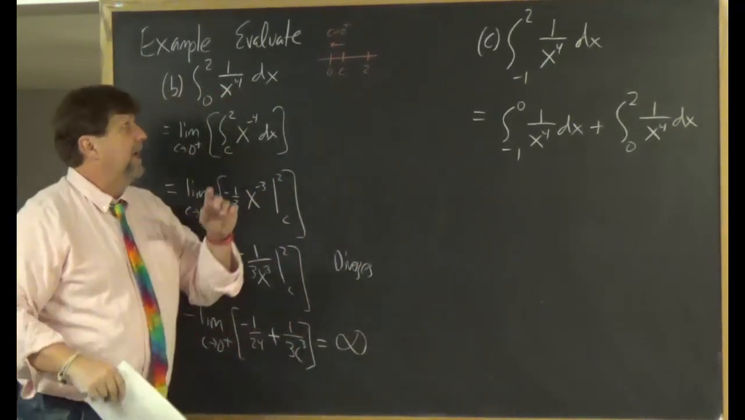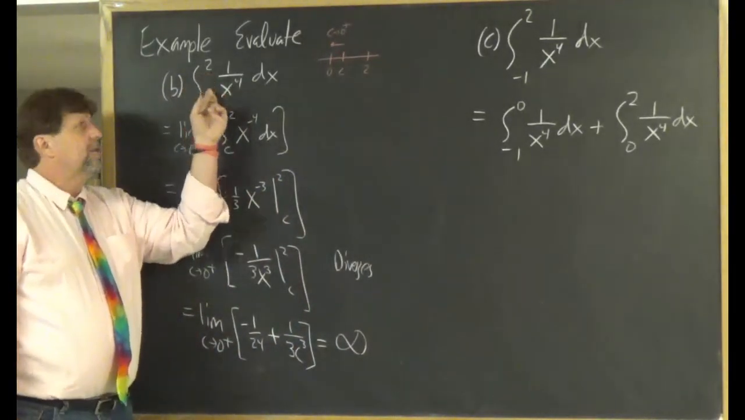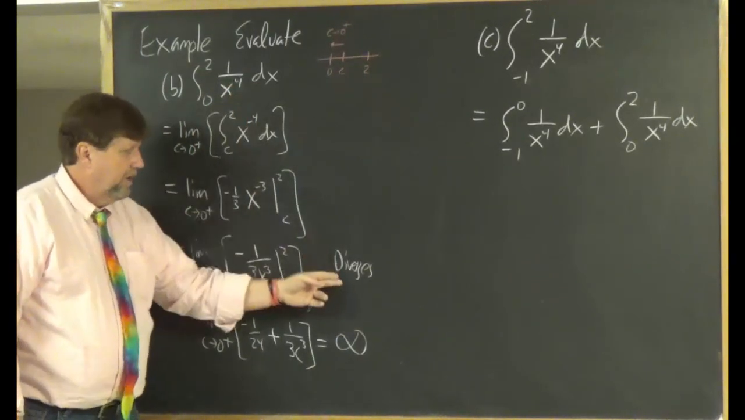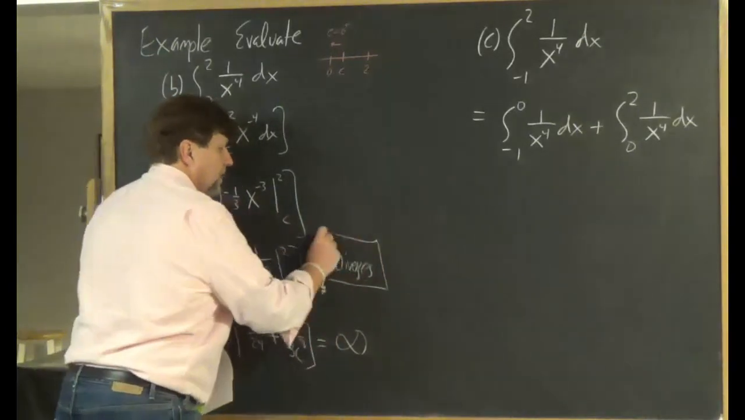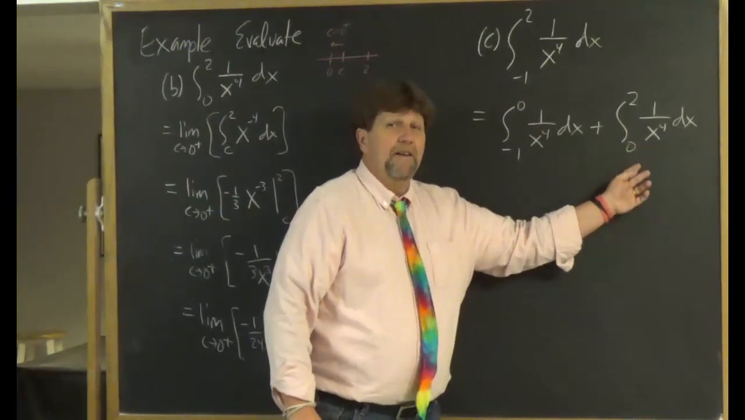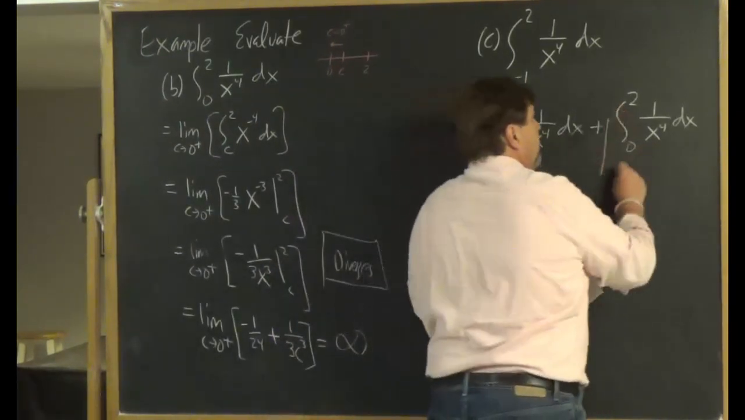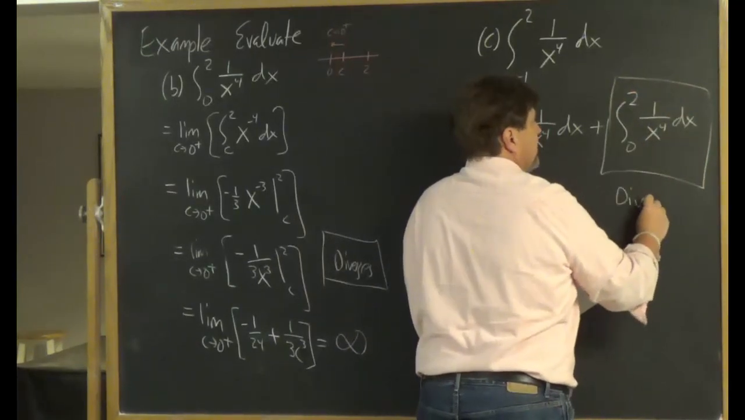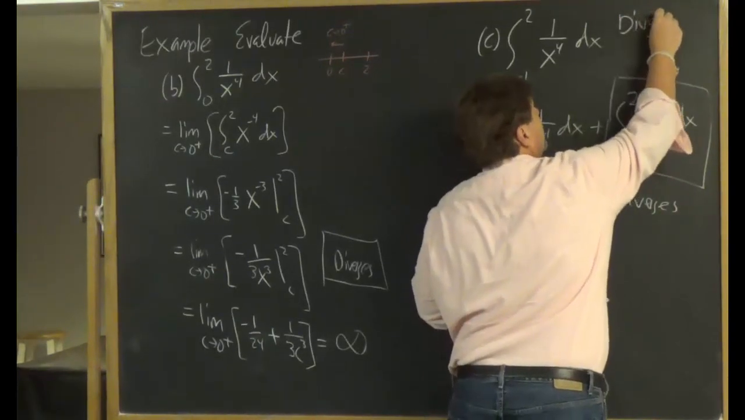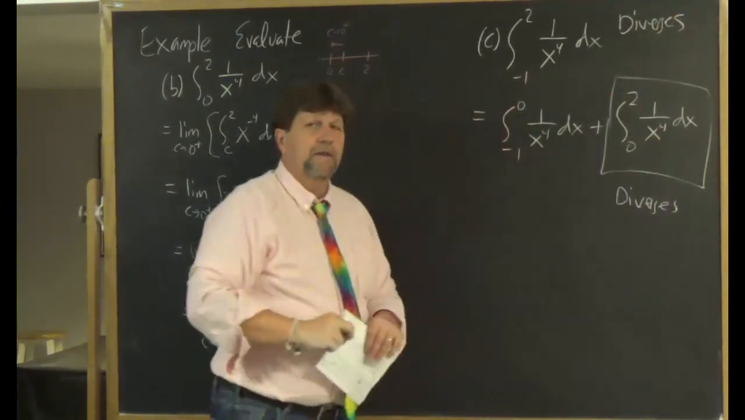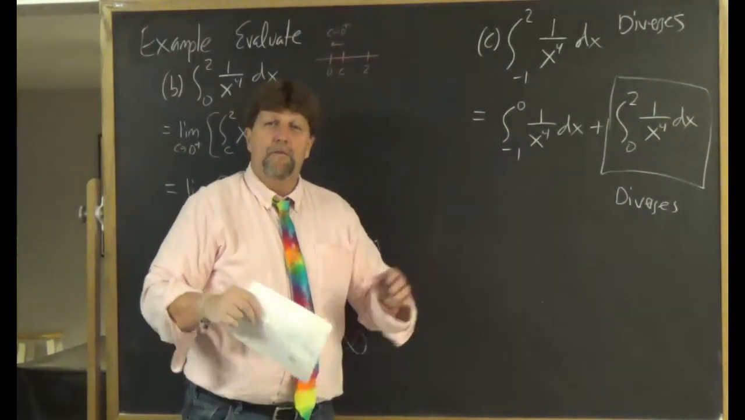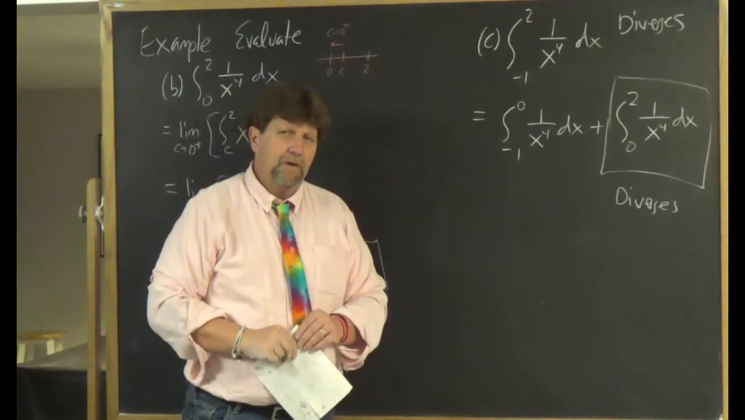Because in part B, we integrated from 0 to 2, 1 over x to the 4th dx, and we saw that this integral diverges. So remember, if either one of these integrals diverge, and we know this one here diverges, that tells us the original diverges. And we're done. That's it. Nothing more to do for part C. So hopefully you got that one pretty quickly.